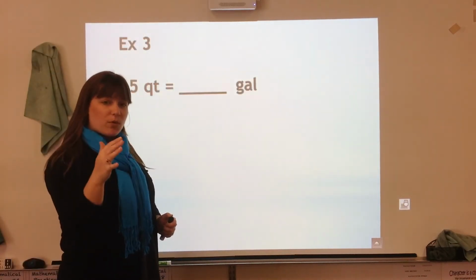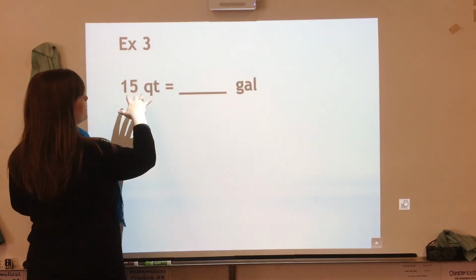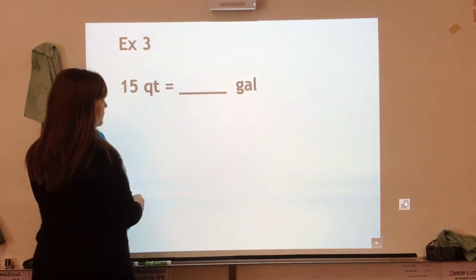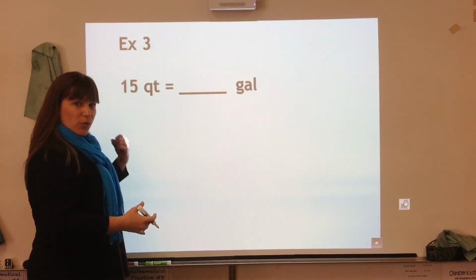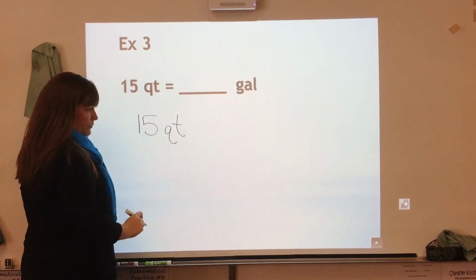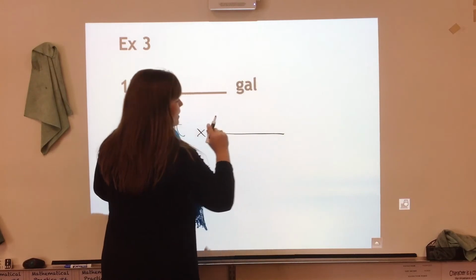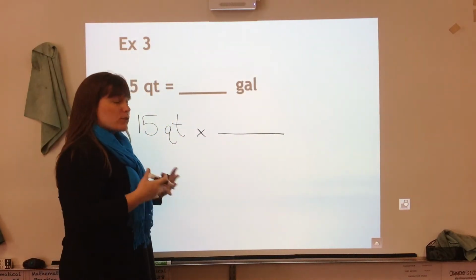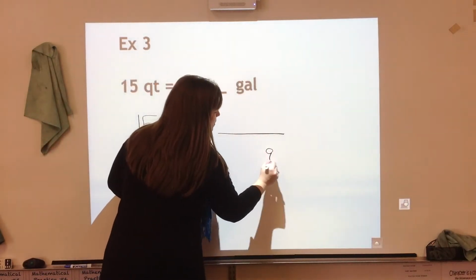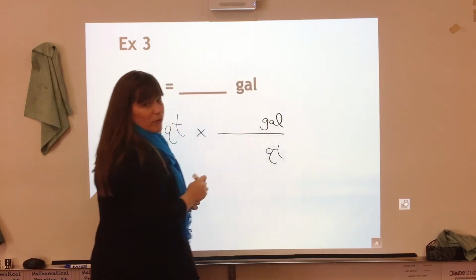We're going to be doing example 3 right underneath. Please write down the original question. We're converting 15 quarts and finding out how many gallons that is. Just like before, we're going to start with what we're given. We know we have 15 quarts. Just like before, we're going to multiply by the conversion ratio, but we want to make sure this quart unit is in the denominator, and the gallons, what we're trying to find, is in the numerator.